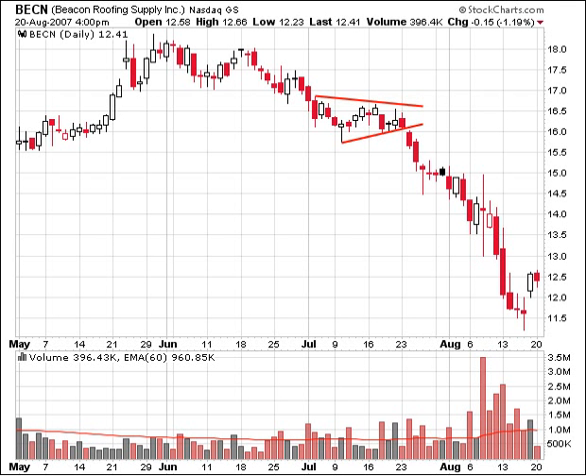Here's Beacon. The stock had fallen out of a topping pattern and then traded into a 3-week bearish pennant. Volume was strong on the breakout, and although that's not what we want to see, the stock easily took out the low of the pattern and the stock never bounced.